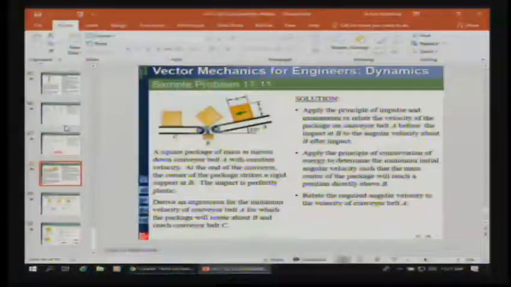And you remember there's plastic and elastic collisions. We've talked about that. That tells you something about the coefficient of restitution. So we're going to derive an expression for the minimum velocity of the conveyor belt for which the package will rotate about B and reach the conveyor belt C. So basically what it's saying, if it doesn't come down fast enough, it's just going to get stuck there till the next package comes up and knocks it out of its place.